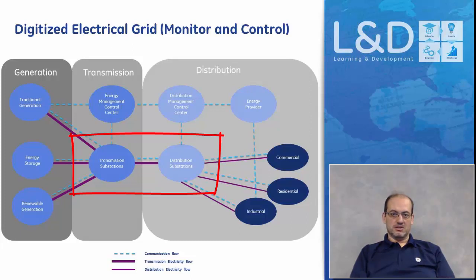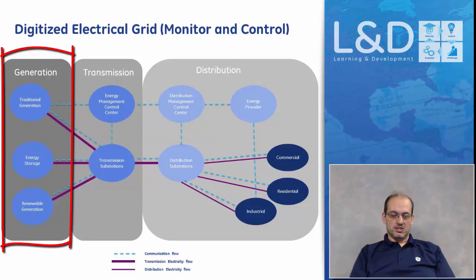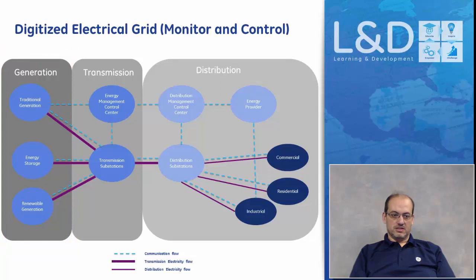As you can see in the layout, there are transmission and distribution substations, which are connected to the main generation, either a traditional generation, an energy storage, or a renewable generation. And at the other end of the substations, you can see the customers, which are the commercial, residential, and industrial.